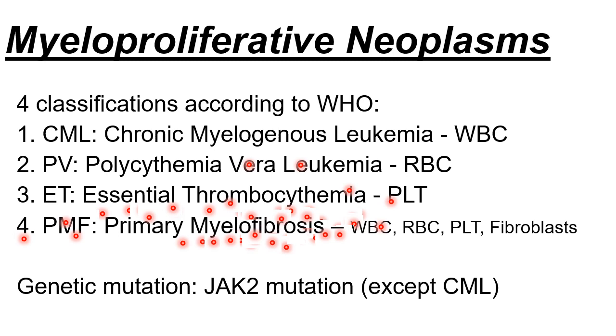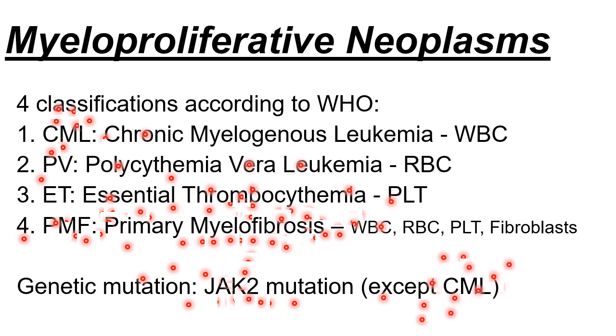And according to WHO, merong common denominator lahat itong myeloproliferative neoplasm, which is the genetic mutation of JAK2 mutation. Pero may exception tayo dyan. Lahat ng myeloproliferative neoplasm has JAK2 mutation except your CML. So, paki-take note yan.